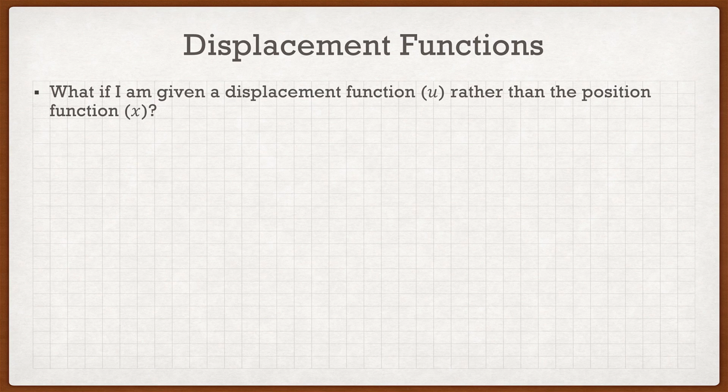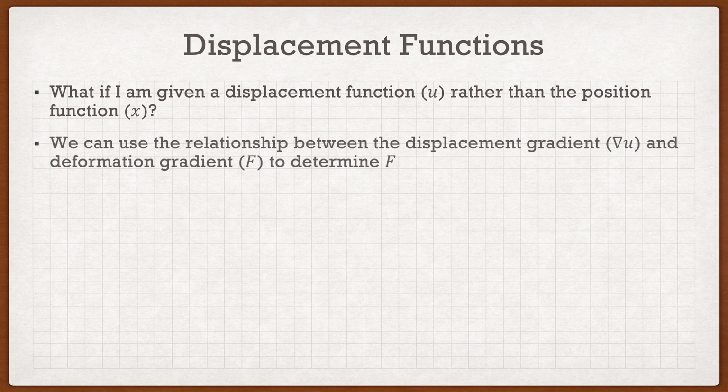Because remember, in order to calculate f, the deformation gradient, we need x1, x2, and x3, not u1, u2, and u3. But as you guys may have guessed, there actually is a very nice relationship between our deformation gradient and something called the displacement gradient. So if I were to do the same process as before when finding the deformation gradient, where I just take the partial derivatives of all the x's, well, I can do the same thing with all the partial derivatives of the u's. And this is called the displacement gradient, which is symbolized as nabla u, which is that upside down triangle times u. And there's a relationship between the two.